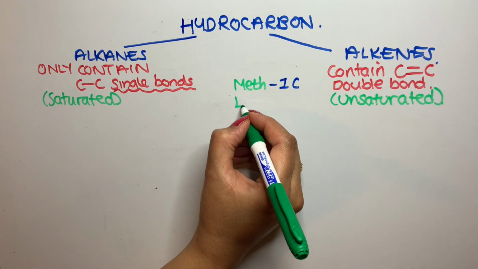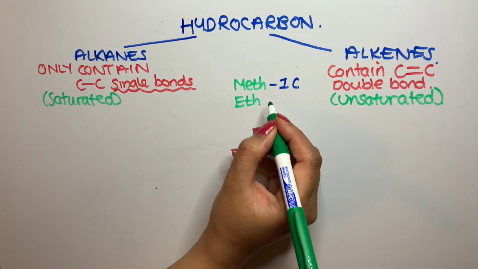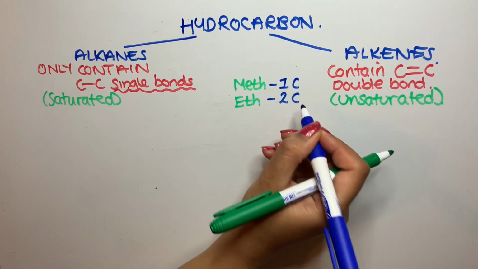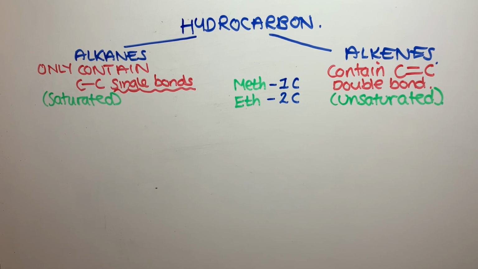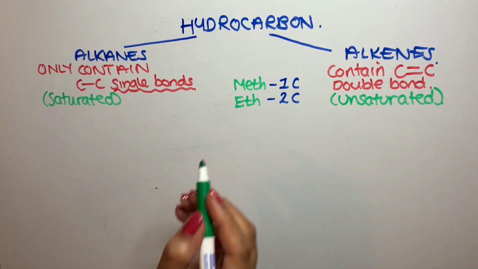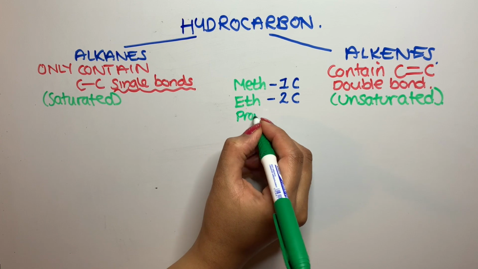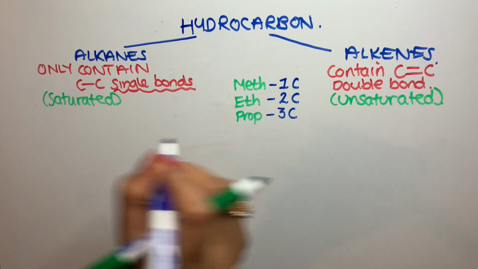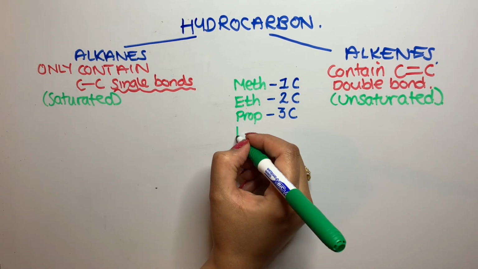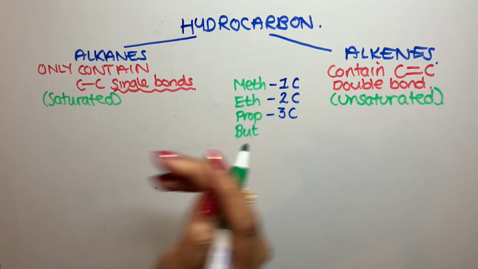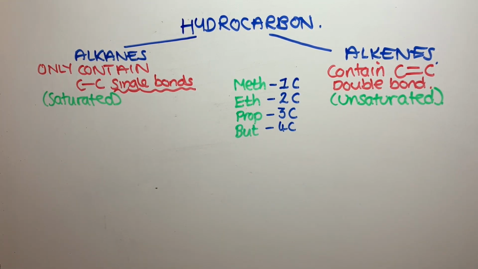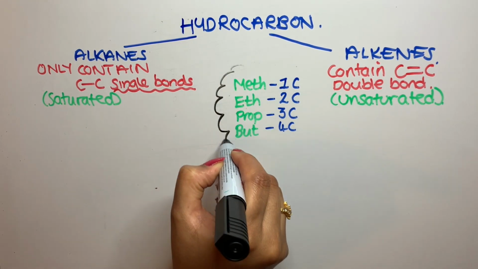The second one we're going to look at is eth. And eth means that particular molecule will have 2 carbon atoms in the molecule. The third one is prop, which is 3 carbon atoms in the molecule. And the fourth one is but, and that is 4 carbon atoms in the molecule. Now that might not make sense at the moment, but as we go on, it will make a lot more sense.